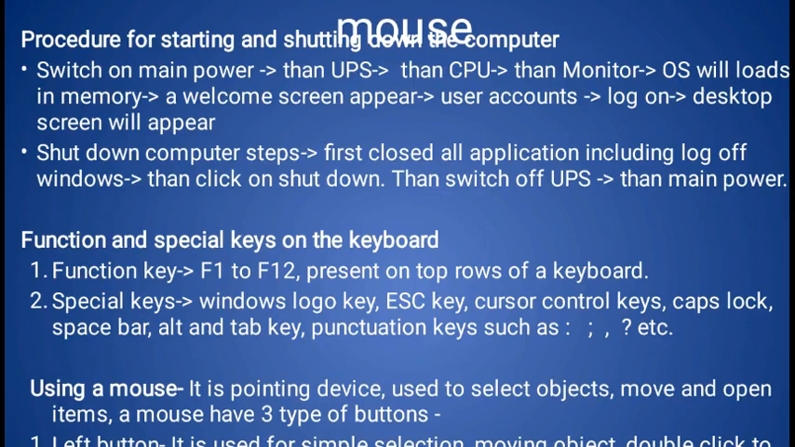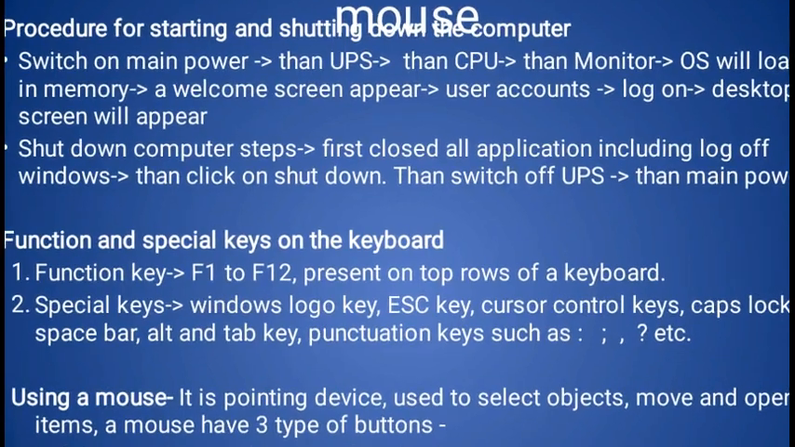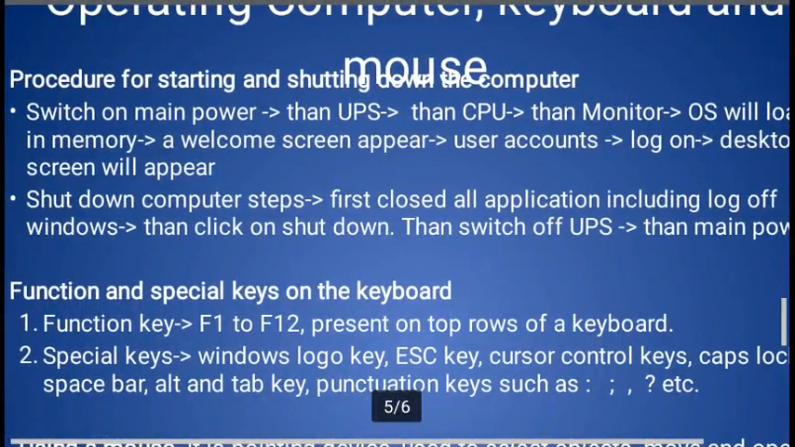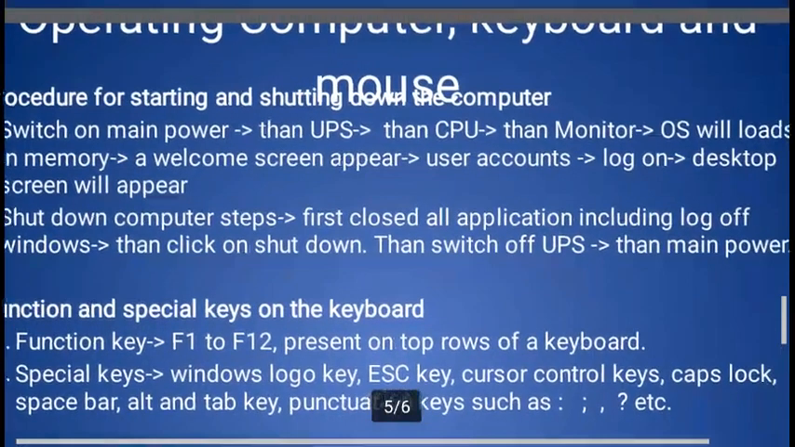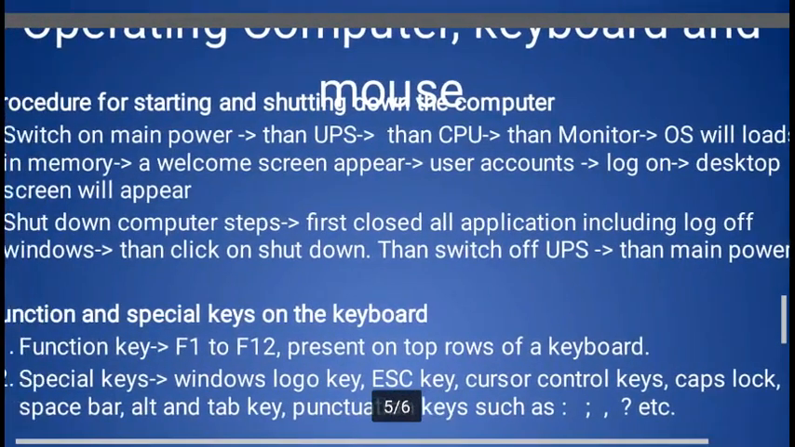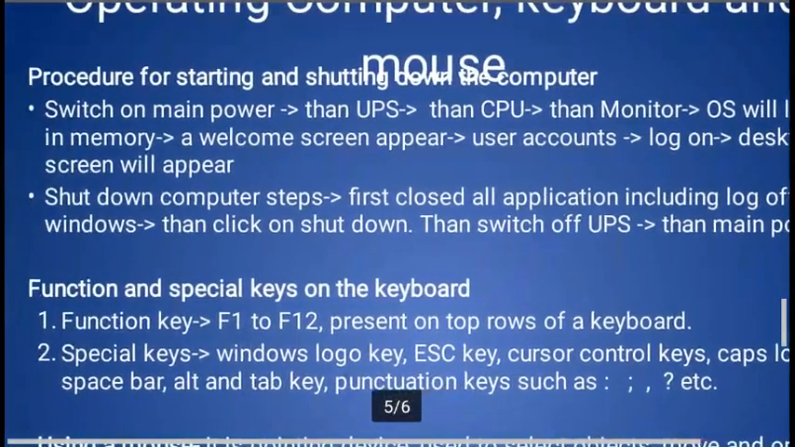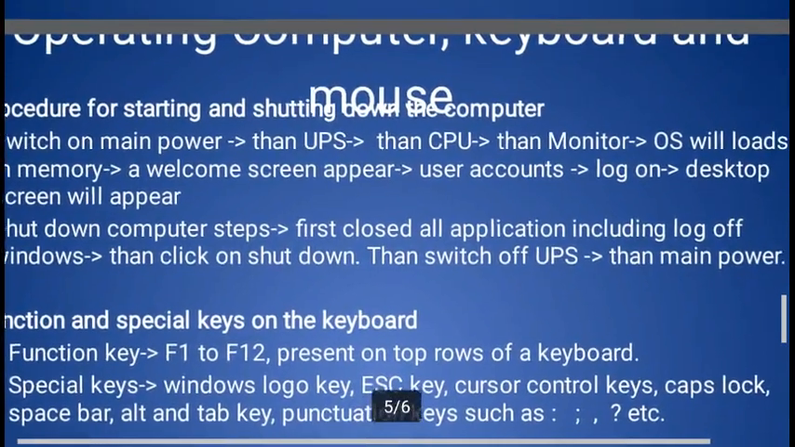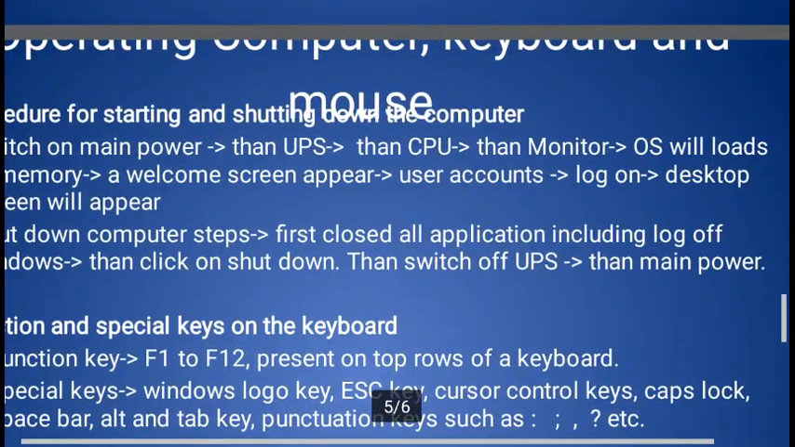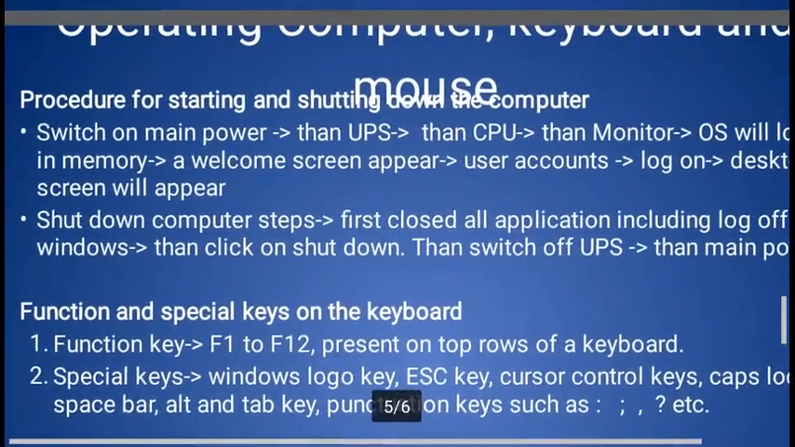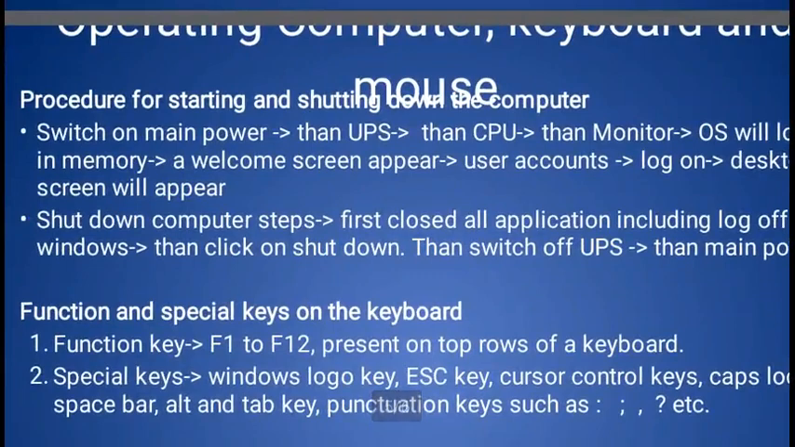If you want to use a computer, first switch on the main power, then the UPS. UPS means uninterruptible power supply. Then we turn on our CPU, then the monitor, and after that the operating system will load into our computer memory. Then you can see the welcome screen appear. You can see the login window showing different user accounts, and you can log on, and the desktop screen will appear, and then we can use different kinds of computer programs.